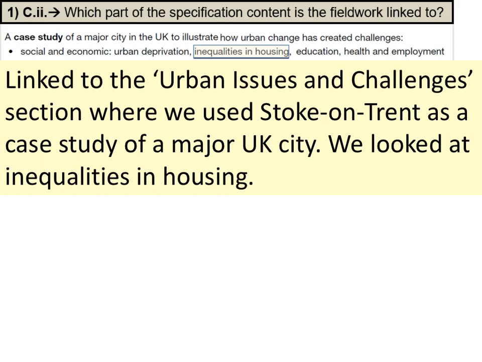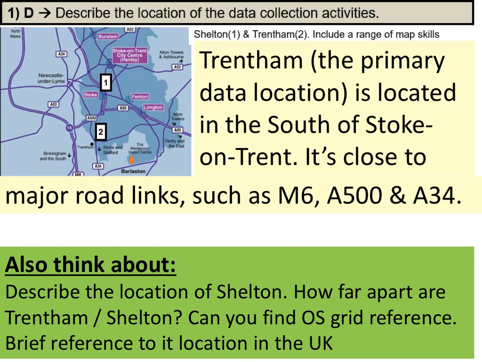Section 1D. That's where we need to look at the location of our inquiry area, so the location of data collection activities. On the map here, we've got the two locations, so number 1, that is Shelton, number 2, that is Trenton. So Trenton, which is the primary data collection, is located in the south of Stoke-on-Trent. It's close to major road links such as the M6, A500 and A34.